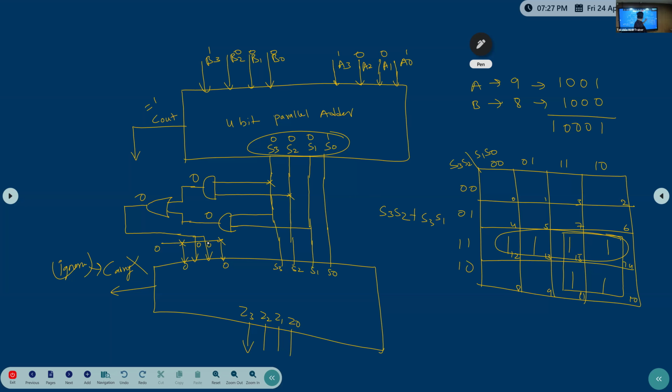Represent it correctly, right? S3 S2 S1 S0 from 0000 up to 1111. Map the 4 variables. In these 4 variables, S3 is common. In these 2, S1 is common. In this, S3 S2 is common. So why is this one not common? Nine will be represented like this only.